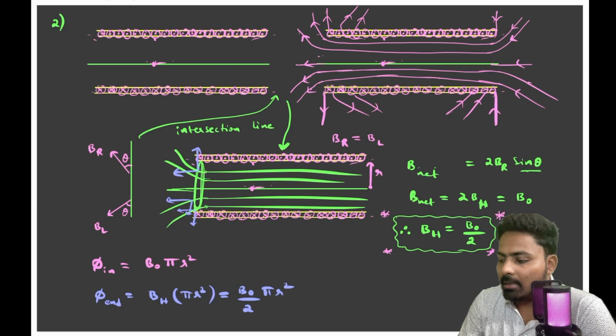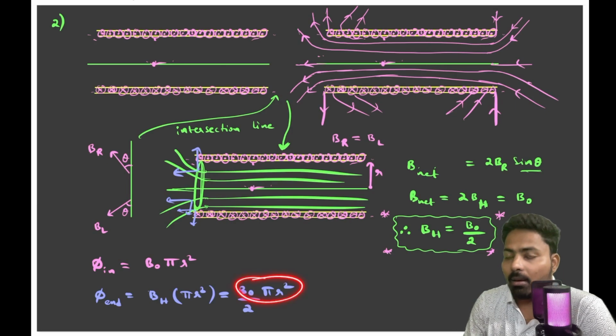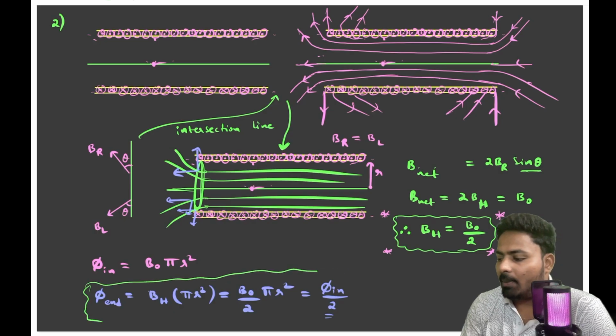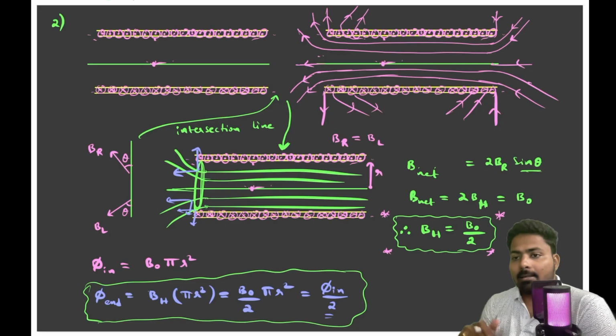So clearly we can see B naught pi r square is nothing but the flux inside. Therefore, the flux at the end will be equal to half of the flux that is present inside, right? So this is also a very, very important insightful result that we have got. The flux at the end will be half of the flux that is present inside.